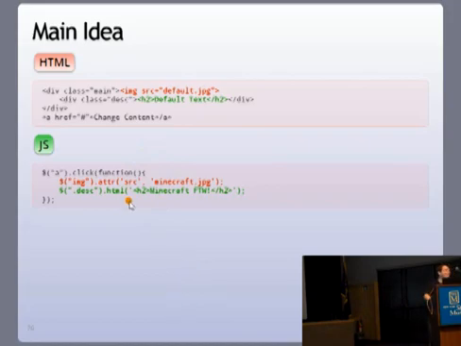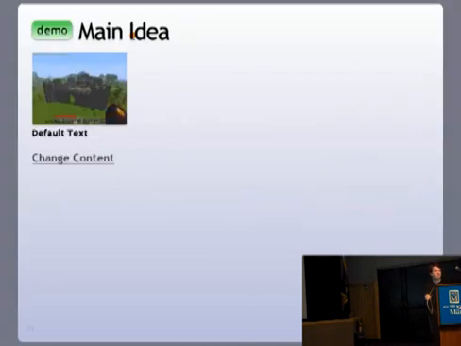What John said. So what we're going to do is take this image and change the source attribute to Minecraft.jpg instead of default.jpg. We're going to change the description's HTML, which is anything inside of here, all this green stuff, to H2 Minecraft for the win.